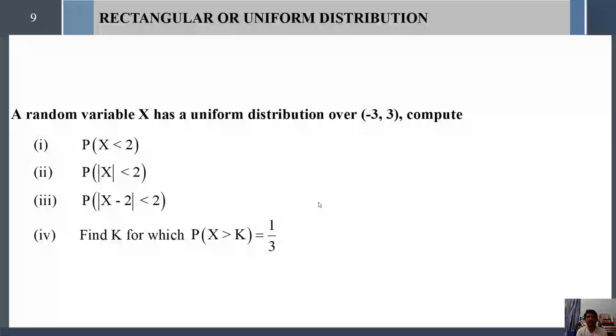That's all, easy problem. And next, a random variable capital X has a uniform distribution over -3 comma +3. Compute. We are asked four subdivision questions: probability of x less than 2, probability of modulus x less than 2, and probability of modulus x minus 2 less than 2. And find k for which probability of x greater than k equal to 1 by 3.